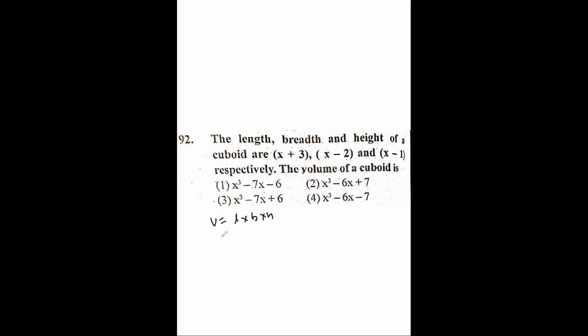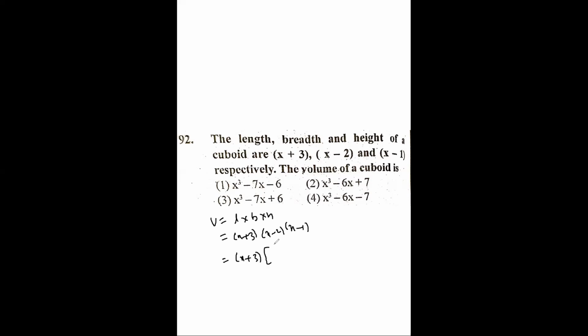In the last sessions also I have asked you to be perfect with the formulas on LSA, TSA, and volume of cube, cuboid, cylinder, sphere, cone, and hemisphere. Okay, so at least these 6 solids you need to know all the volume, TSA, and LSA. So here length is x plus 3, breadth is x minus 2 and height is x minus 1. So simply we need to multiply it. Very easy example.